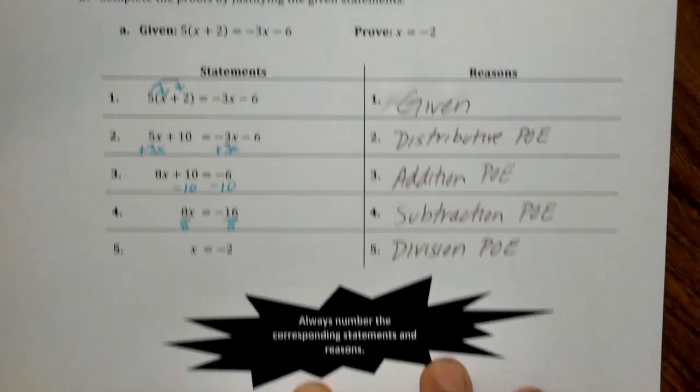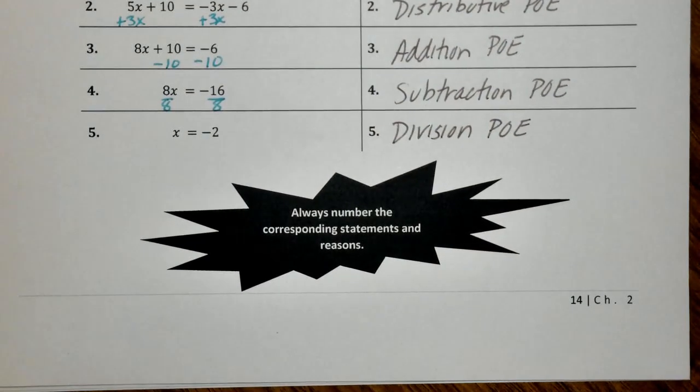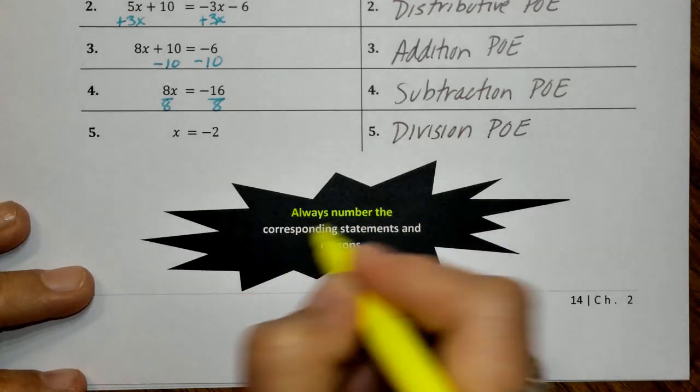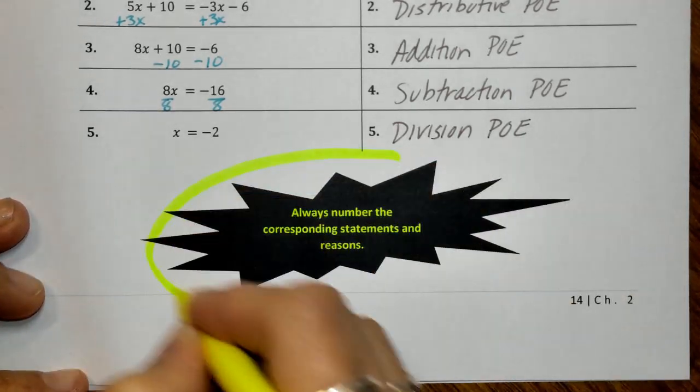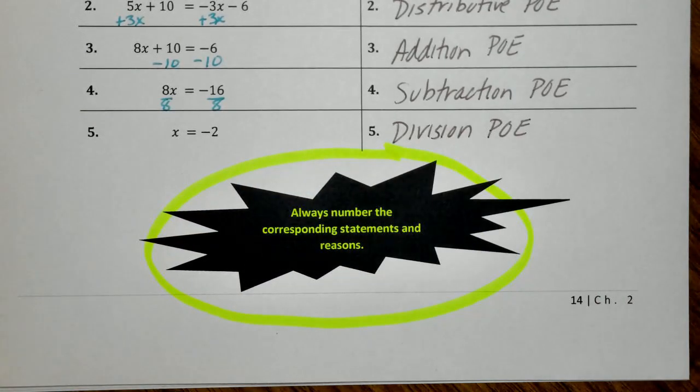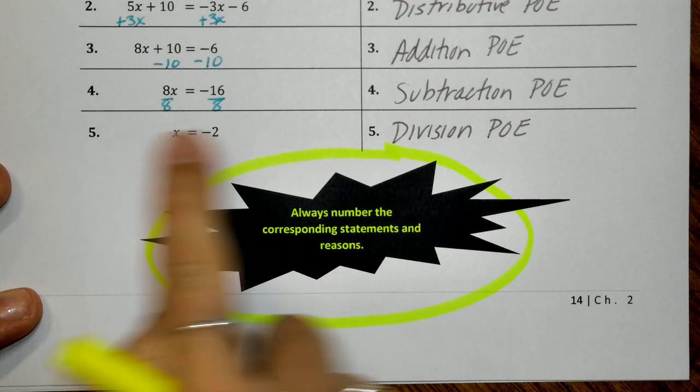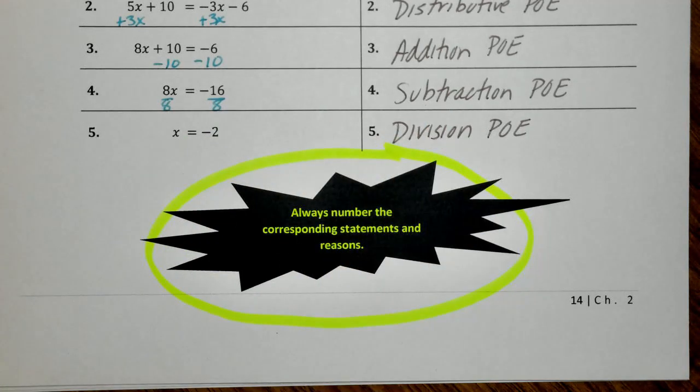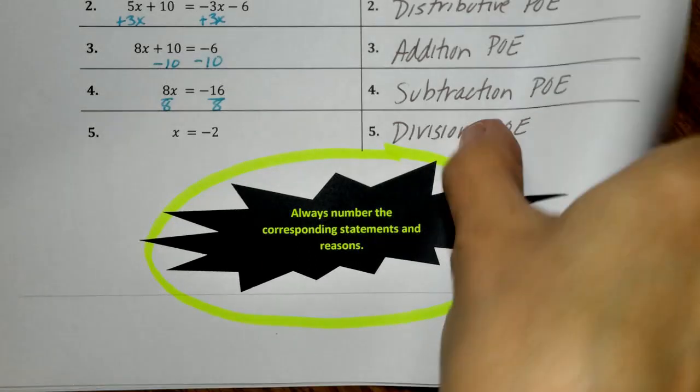One thing we need to make sure, being very, very careful, is right here. Always number your corresponding statements and reasons. My students know when I say corresponding, they say matching. So we have to make sure that we are numbering these. And whenever you have a fully blank two-column proof, we're going to see what happens. You have to make sure that you're writing things in the correct spot.